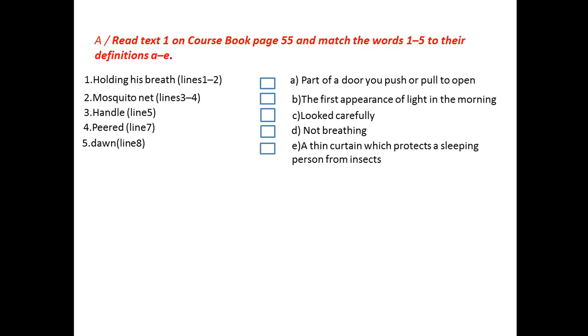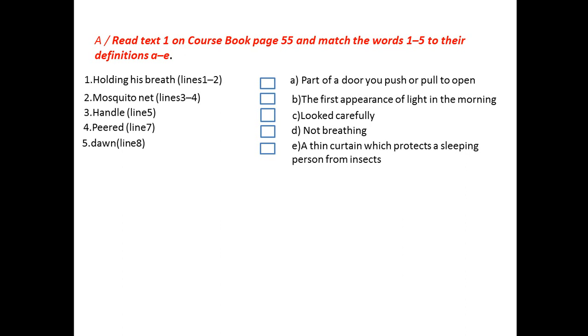Number 1, holding his breath, lines 1 and 2. Number 2, mosquito net. Number 3, handle. Number 4, beard. Number 5, dawn. A, part of a door you push or pull to open. B, the first appearance of light in the morning. C, look at it carefully. D, not breathing. E, a thin curtain which protects a sleeping person from insects.